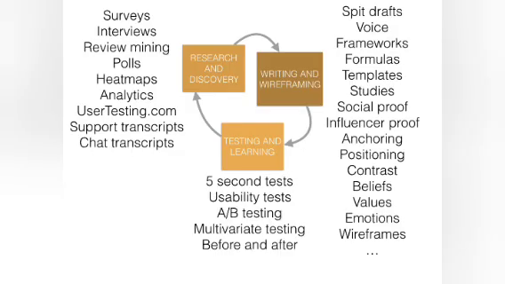Then comes testing and learning. And we often talk about testing with, oh, A/B testing. And yes, A/B testing is part of it, or multivariate testing, whatever it is, multi-armed bandit testing, all of those things. Okay, that's one thing. But before you even get there, to mitigate risk and to see if you're doing things right, you can do 5-second tests and usability tests. And you'll learn more about this in 10x Landing Pages as well.